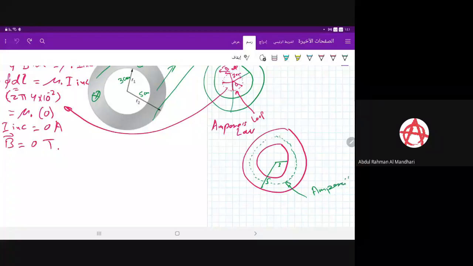Amperian loop. So now this is the second situation, where our Amperian loop is located within the conductor. So now we should ask ourselves the question: what is the current that is enclosed by the Amperian loop? So this is the question. What is the current that is enclosed, that is contained?